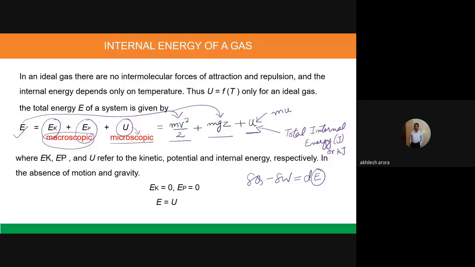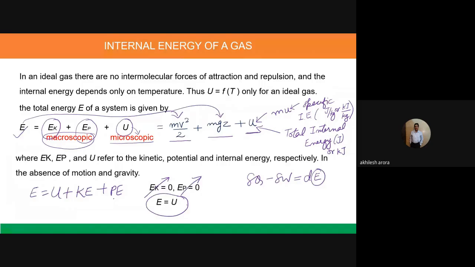But when I am writing here small u, this small u stands for specific internal energy, and its units are either joules per kg or kilojoules per kg. So I hope this is clear. So basically, E can be said to be equal to capital U plus kinetic energy part plus potential energy. And if I say that the kinetic energy is zero, potential energy is zero, in that particular case, we are left with E is equal to U.